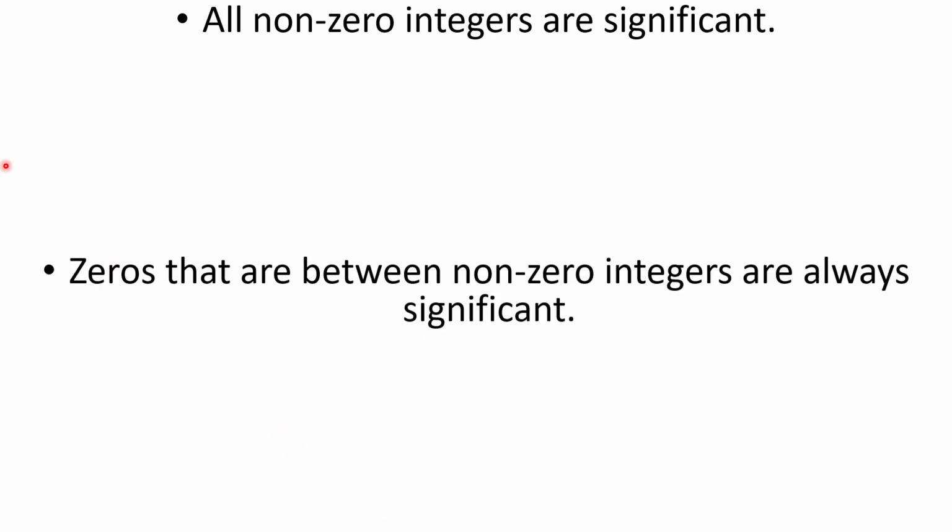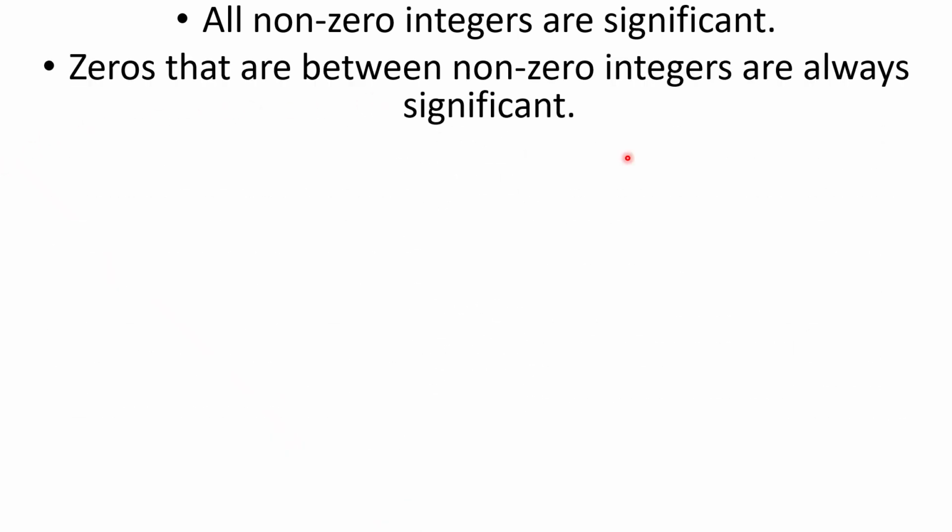Very easy. The second rule says zeros that are between non-zero integers are always significant. Now what does this mean? It means that if the zero is coming between two non-zero numbers, let's say like this, then these two zeros will be counted. How will you read this? This is 1007. If you do not read the zeros, of course it will not be a correct number. So if the zeros are coming in between two non-zero numbers, these two zeros will be very important.